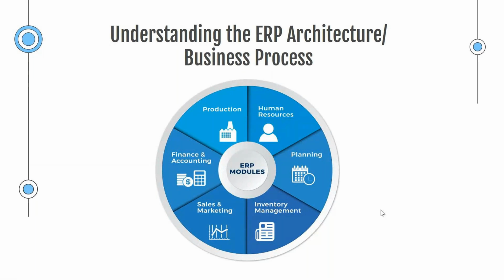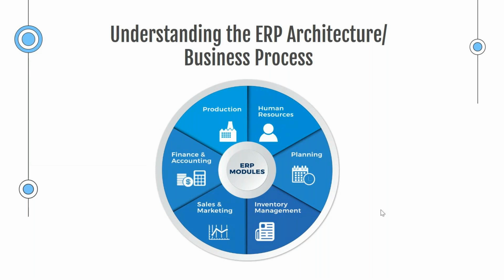In creating and selling a certain set of chocolates, what are all the phases that it has to go through, like the raw material procurement, manufacturing process, then storing it in an inventory, then sales and marketing, then delivery, then finance and accounting. So all these things we have seen. In general, this is how an ERP architecture works.